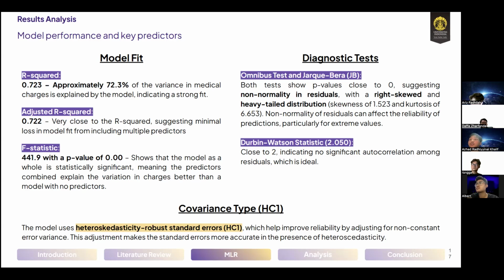And then the diagnostics: the omnibus test and Jarque-Bera, both tests show a p-value close to 0, which suggests non-normality in residuals, with right-skewed and heavy-tailed distributions, which are normal in real data. And then the Durbin-Watson is 2.045, which is close to 2, and there is no significant autocorrelation. And the covariance type used is HC1, or heteroskedasticity robust standard errors.